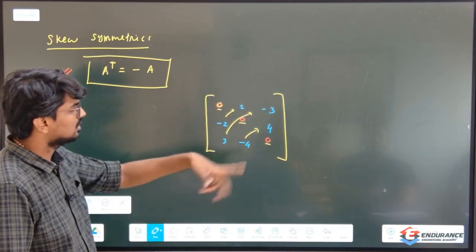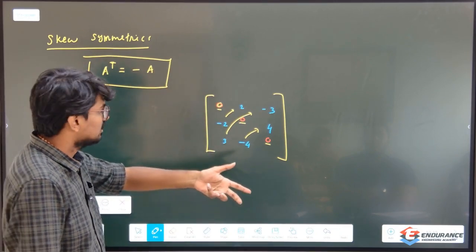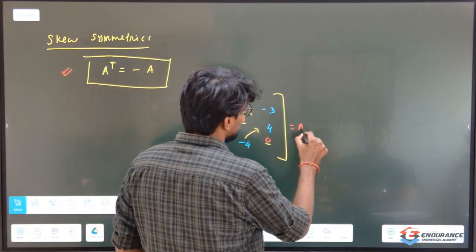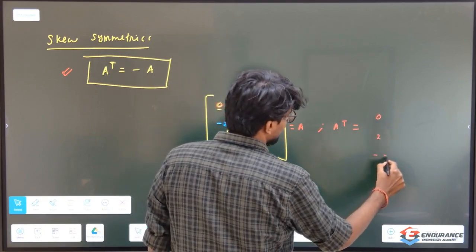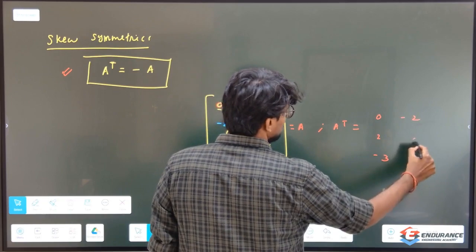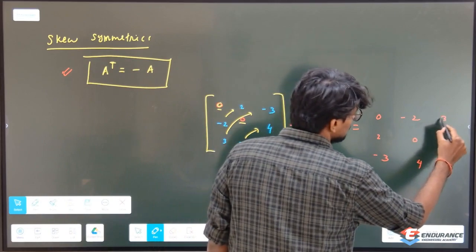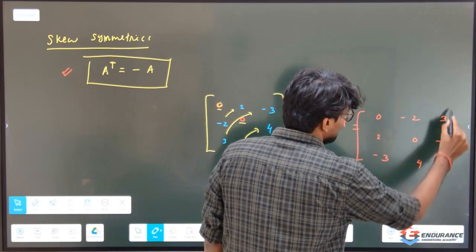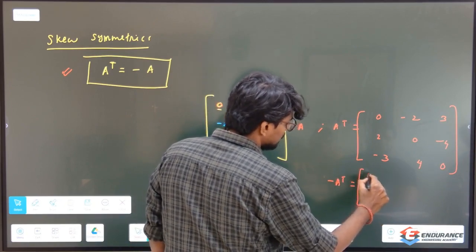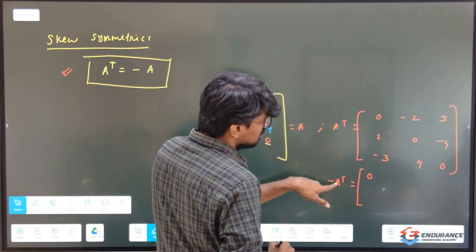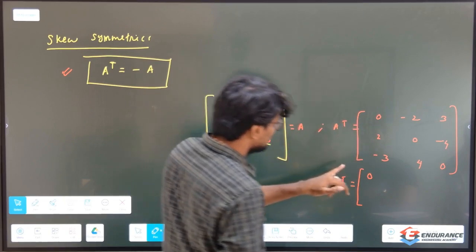What if it is non-zero? I mean, if it is non-zero, what will happen? The sign change will affect us. Okay, for example, this is my A, right? What is my A transpose? 0 2 -3. Next, -2 0 4. Next 3 -4 0. If I multiply minus here, minus of A transpose, what will happen? 0. This multiplication of the minus sign is not going to affect my leading diagonal. So it will remain 0.